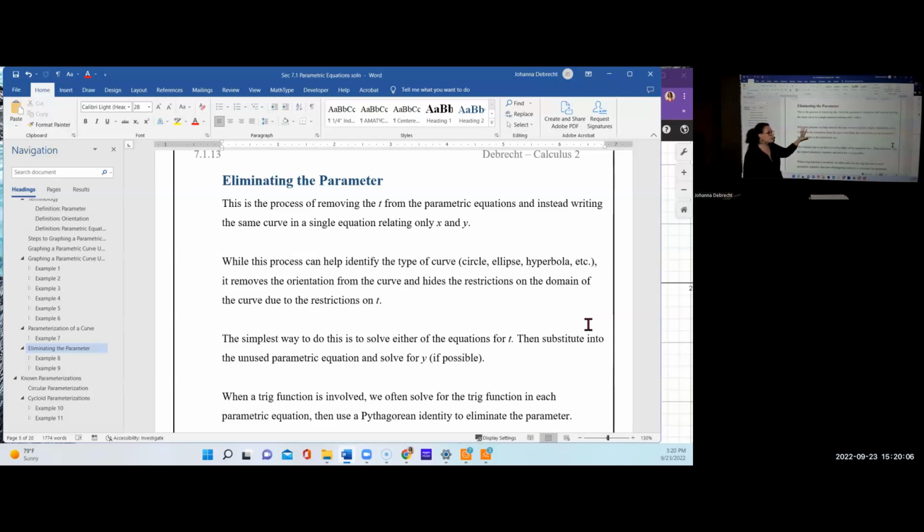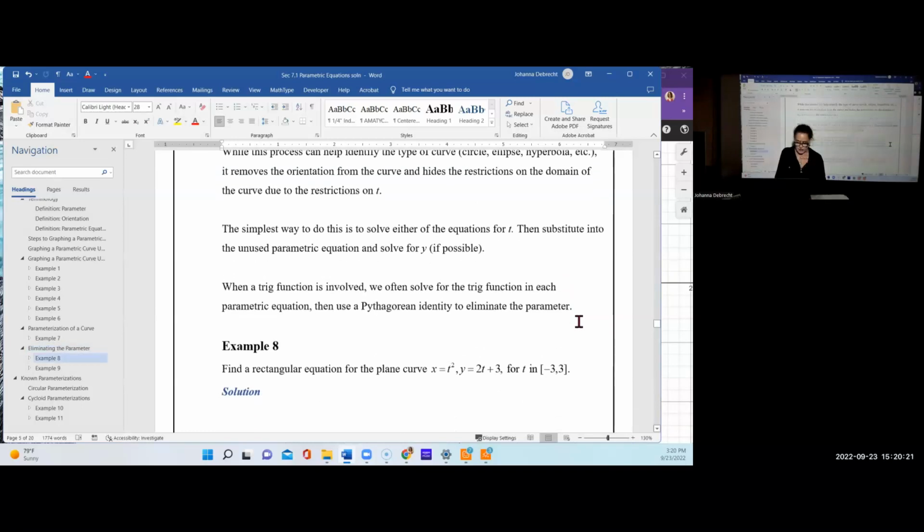So there are some disadvantages to doing this. We don't get the orientation anymore, and we don't have the restrictions on the curve based on the restrictions of t. So you have to kind of remember that that is going to produce restrictions on the value.